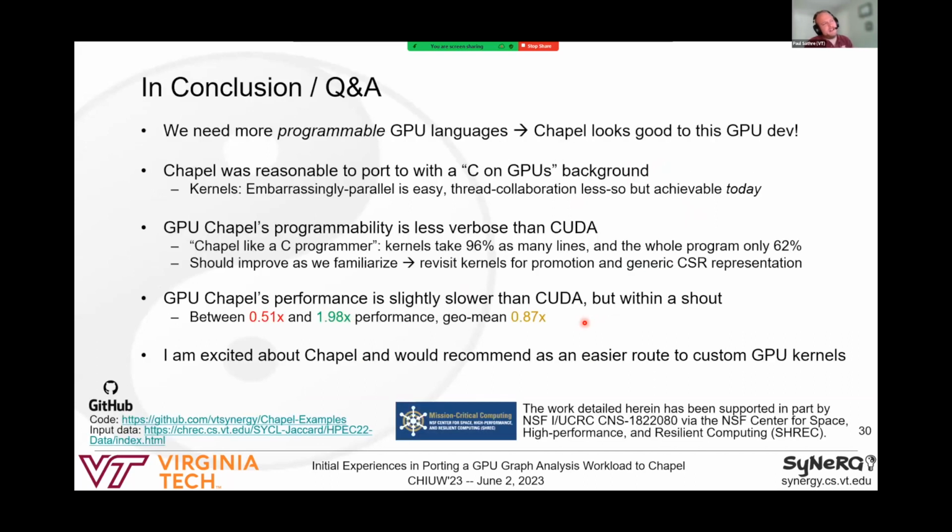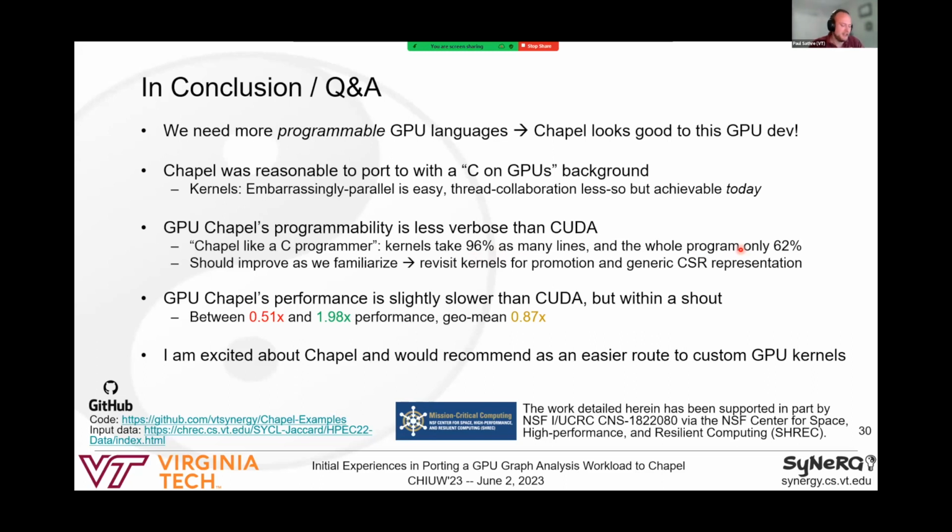So in conclusion, we're always on the lookout for more programmable GPU languages. As much as I like having a job, there's more data scientists than I could possibly help. So having languages that are accessible to them is great, and Chapel is looking pretty good so far. It was pretty easy to port to with a C on GPUs background, and we ended up with code where the kernels were a little bit less verbose than CUDA, but the whole program was substantially less verbose. And I think we can get that down farther now that we have a better understanding of how to write stuff in Chapel.